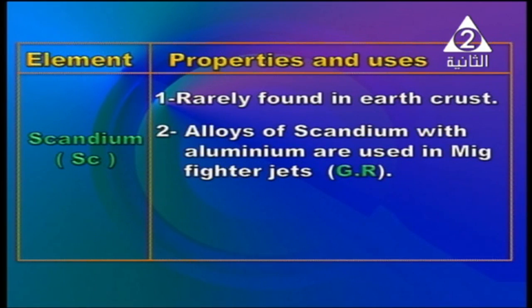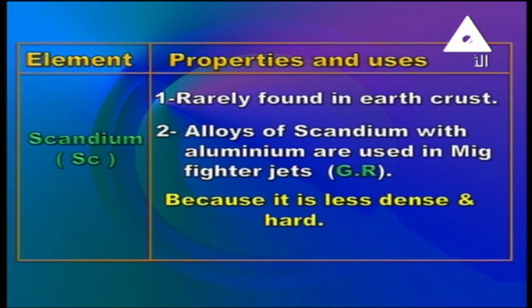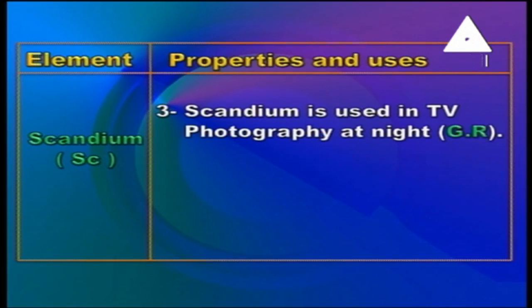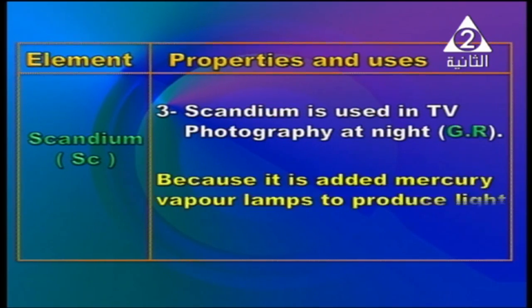And we have a give reason for another property. Its alloy with aluminum is used in making fighter jets. The reason for that is that it is less dense and hard. Another property with a give reason also is that scandium is used in TV photography at night, because it is added to mercury vapor lamps to produce strong light.